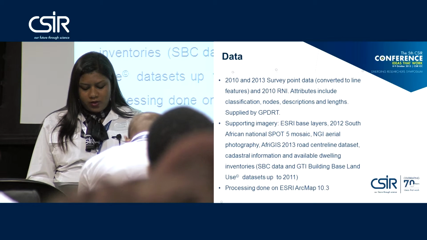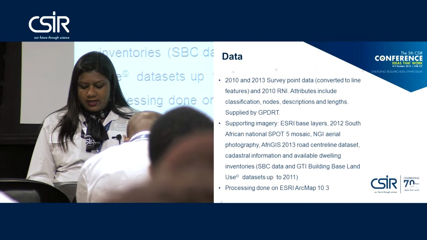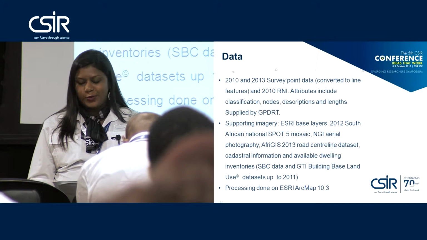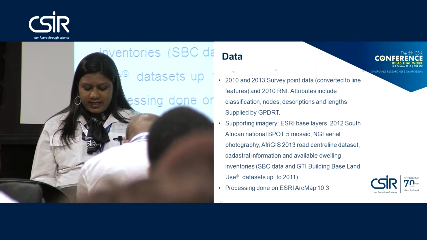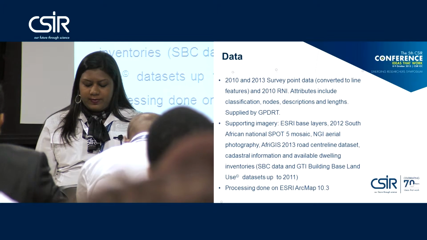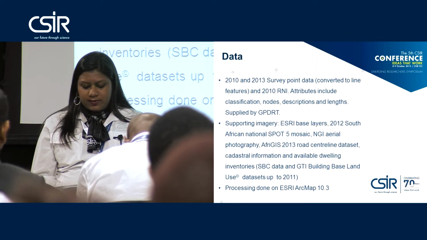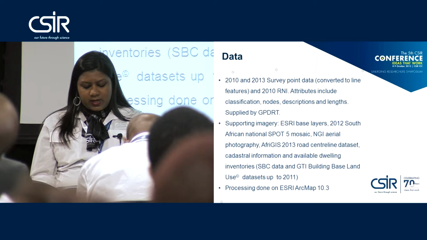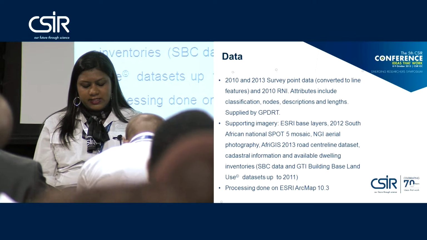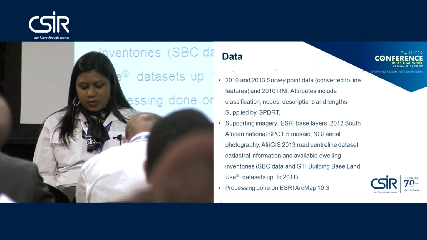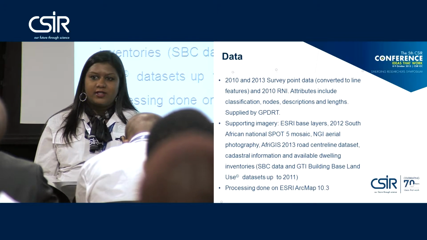entities digitally. All data processing was done on Esri ArcMap 10.3, using supporting imagery that included the 2012 South African National Spot 5 mosaic, NGI aerial photography, and Esri base layers, which included the 2014 Afrigis Road Centerline dataset, cadastral information, and recent dwelling inventories. The dwelling inventories were processed to determine the rural-urban boundaries and highlight residential and non-residential growth nodes, and this included the ESCOM SBC data over a number of years and the GTI building-based land use datasets for 2001 and 2010.